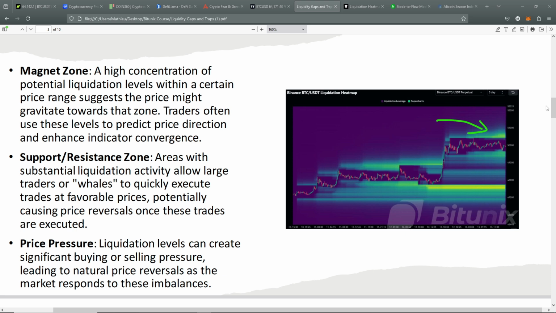So this is just an example of how you should be reading this. I encourage you to practice this as well. Another thing that we'll want to pay attention to when looking at these liquidity levels, liquidation levels, is price pressure. These are levels that can create significant buying or selling pressure, leading to natural price reversals as the market responds to these imbalances.